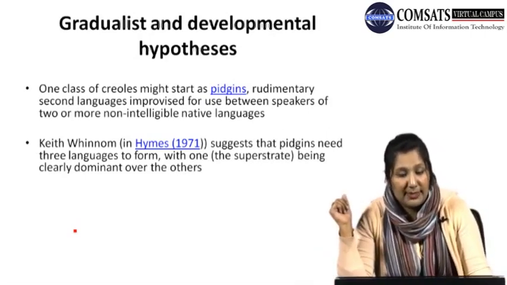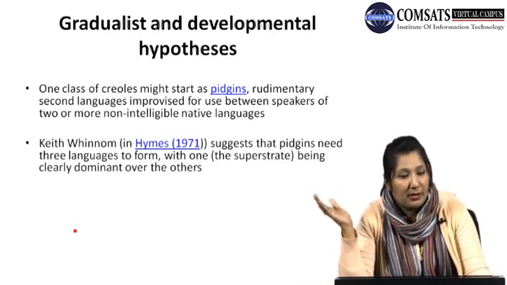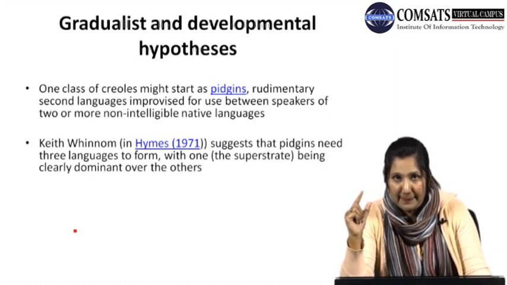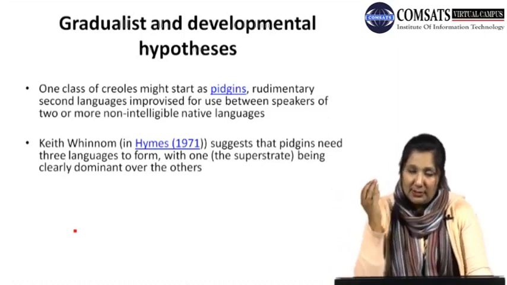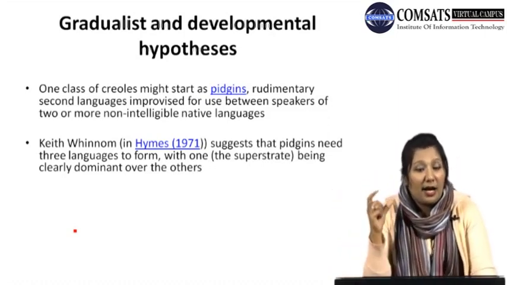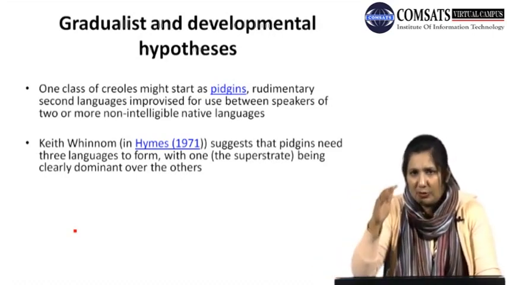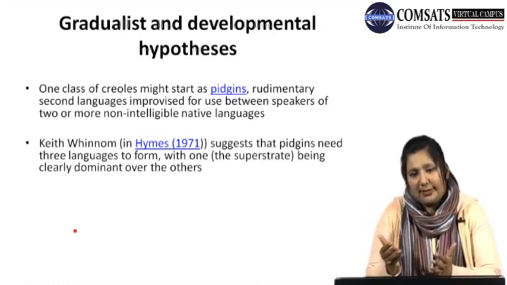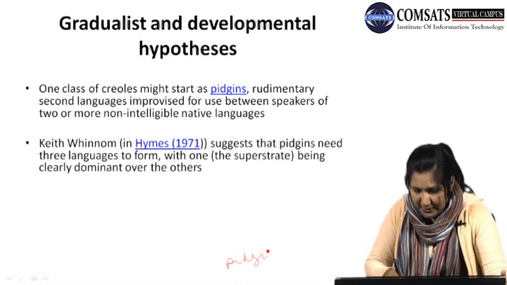One class of the creoles might start as pidgins. True and agreed. One class of creoles, we are saying that creoles come on a broader level, they are more accepted. They would definitely have started as pidgins, because pidgins come at the bottom, then come creoles. Let me make one hierarchy. Firstly, there are the pidgins, then there are creoles.